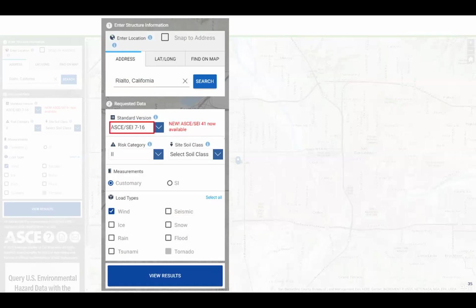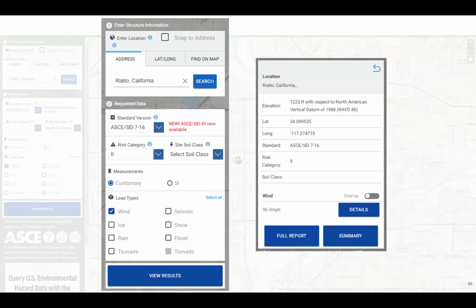You tell it which standard you want to look at. So in this case, ASC 716, risk category 2, you can set it to 1, 2, 3, 4. Wind we're looking at, and you just hit view results. The results pop up. It does the interpolation. It says, wow, you're at 96 miles per hour.